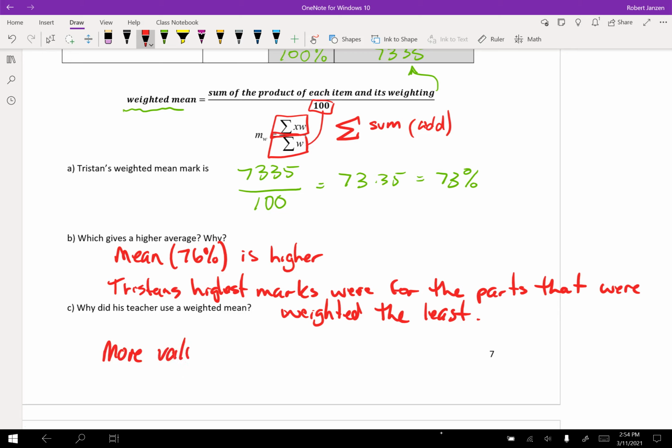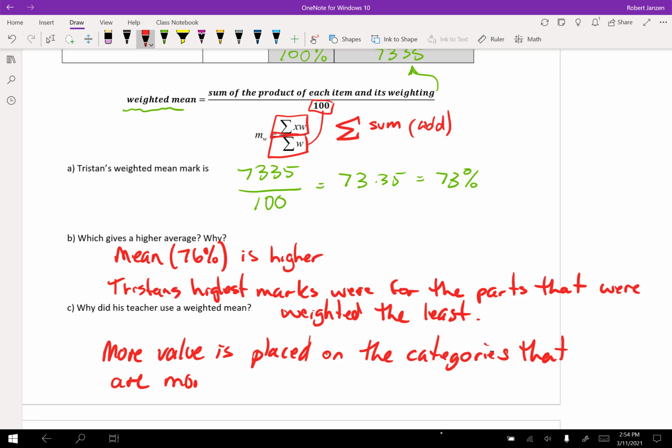So we'll say more value is placed on the categories that are more important. So you can say, instead of value, you can say more weighting is placed in the categories that are more important.